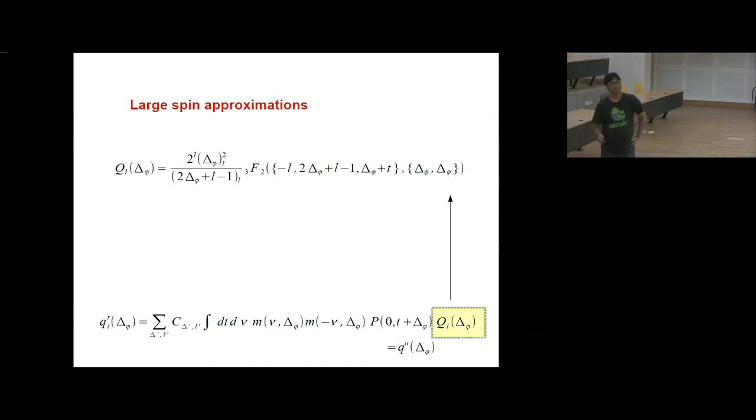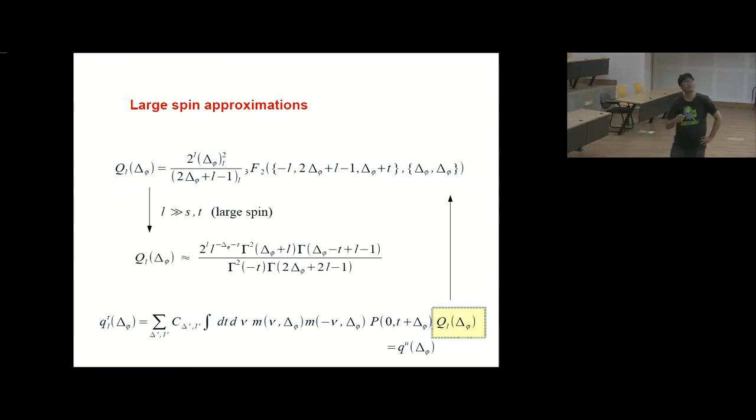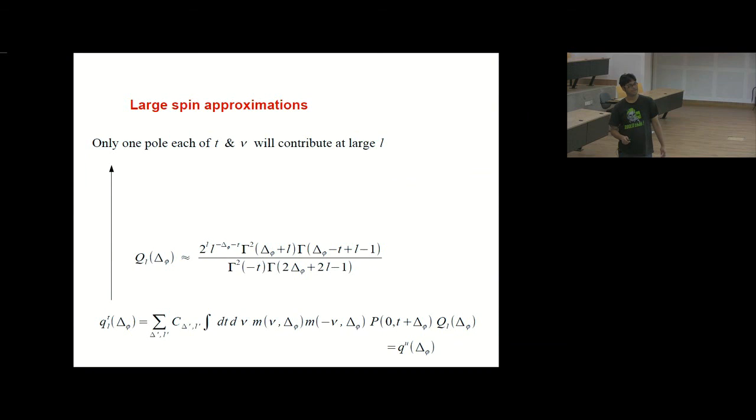Okay, so here is the expression for Qt in the T channel, and let's see what these capital Qs are, because I need them to compute this whole thing. The capital Q has this form in terms of a 3F2 hypergeometric function, and under the large L approximation, it reduces to a very nice simple form of some gamma functions. And using this form of Qt at large L, one can do this integral very easily.